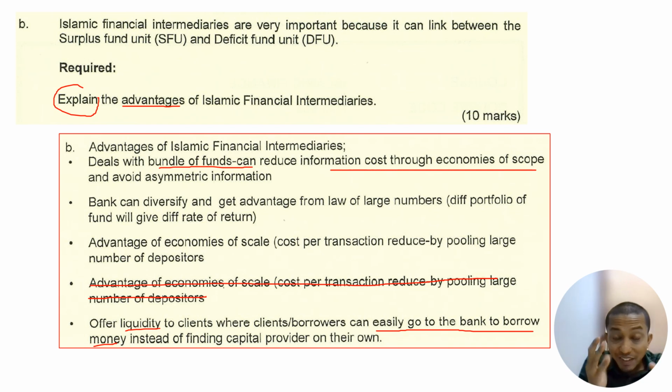If you have intermediaries, for example a bank as an intermediary, it is easy for you to go to the bank and ask them to give you funds or a loan. But if you don't have a bank, where should you go? How do you know that the person is going to give you money? Those are some of the advantages. These are just four, because one is redundant.